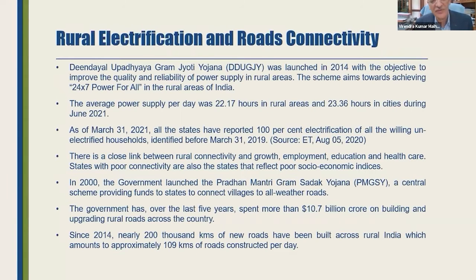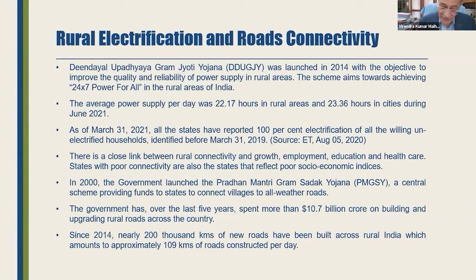Another important thing which continued there was rural electrification. This scheme was launched in 2014 to provide 24/7 power for all rural areas of India. And today, or by June 2021, the average power supply per day stood at 22.17 hours in rural areas and 23.36 hours in cities. As of March 31st, 2021, all the states have reported 100% electrification of all willing unelectrified households.